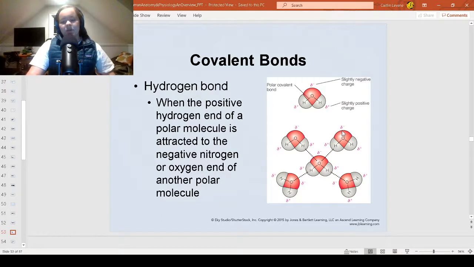Yep. So the dipole moment is represented by, I believe, what's called alpha, which is this little symbol right here. It looks like an incomplete 8. And the dipole moment is shown by those little alphas, and those alphas you would point towards the positive and give it a plus. Hydrogen bond: when the positive, hydrogen end of a polar molecule is attracted to the negative nitrogen or oxygen end of another polar molecule, it creates that dipole-dipole moment.